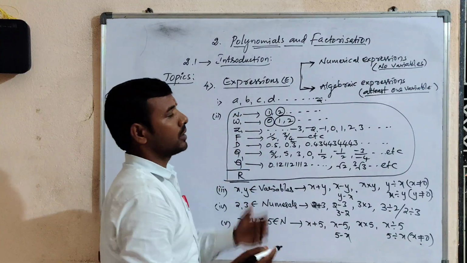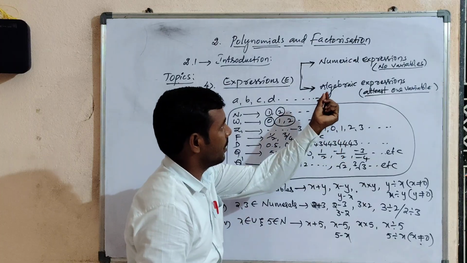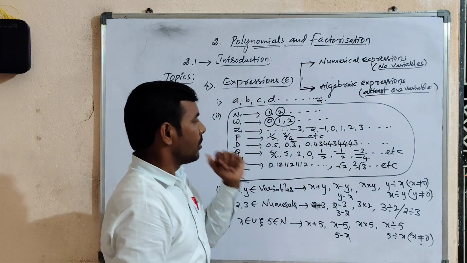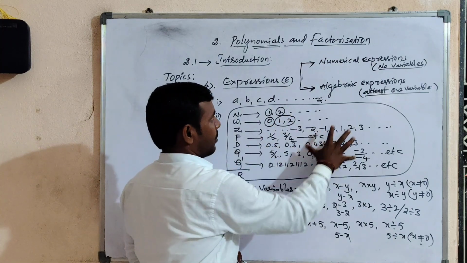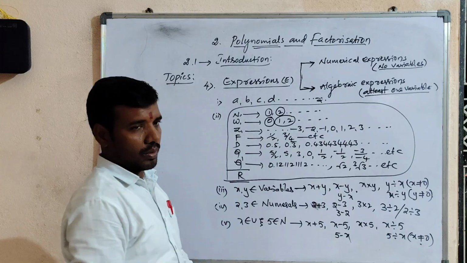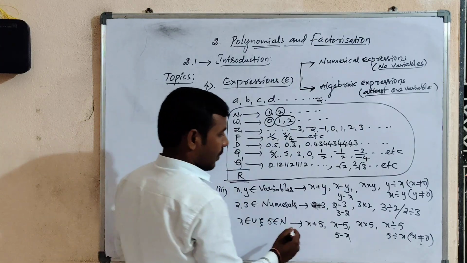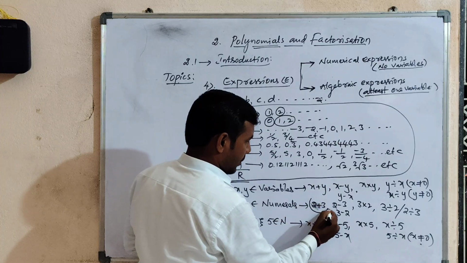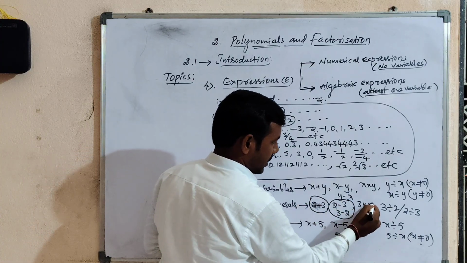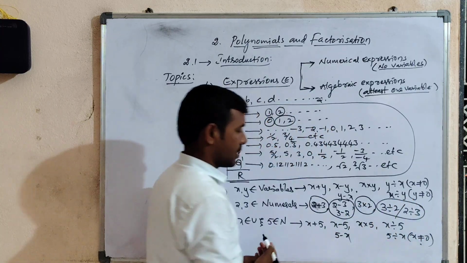Why? Because all numerals are there, no? See, every number is not connected with a variable. No variable. So these all are the best examples of numerical expressions because there is no variable with any number. And a few more I want to show. This is also one of the numerical expressions. These 2 are also numerical expressions. This is also a numerical expression. These 2 are also numerical expressions.